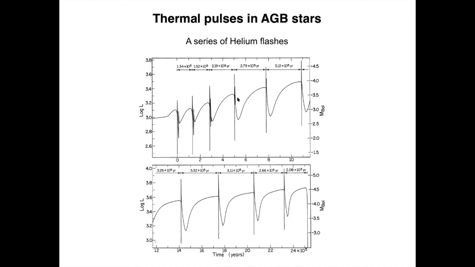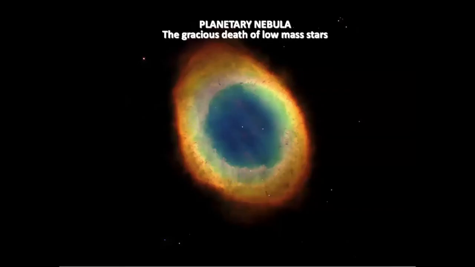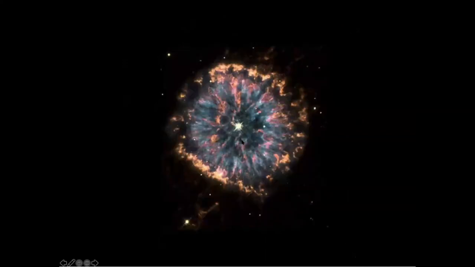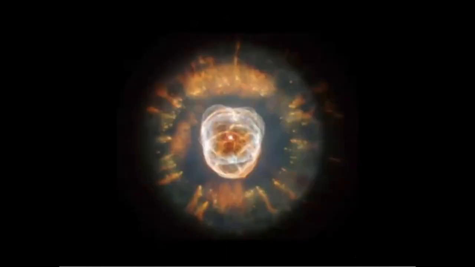Eventually, as the star heats up, the last helium flash produces enough energy to blow up the star, ejecting the planetary nebula. So the planetary nebulae are the graceful death of low-mass stars. That's when the last helium flash has enough energy to eject the outer layers of the atmosphere. This is another planetary nebula and another planetary nebula. What is left in the center is what is called a white dwarf.